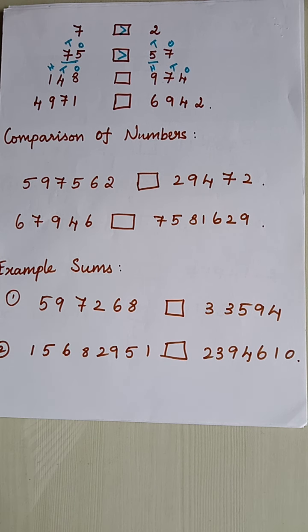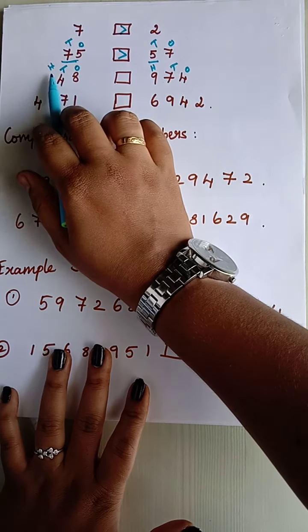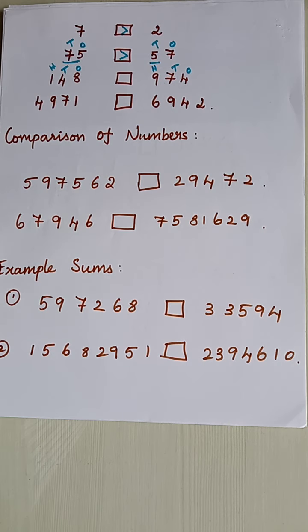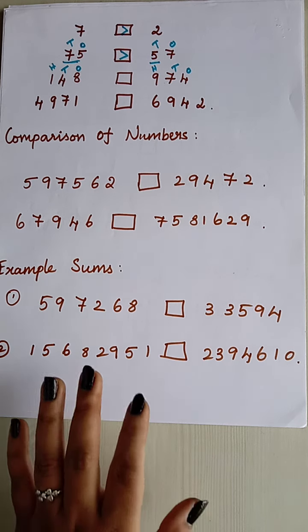The first step is to write the place value. Okay, we have completed it. Next step is what? We have to compare the place values, whether the two sides are the same or not. Here it is hundreds, here also hundreds. Both sides of our place value are the same. Next step: we have to compare the first digit of our number.